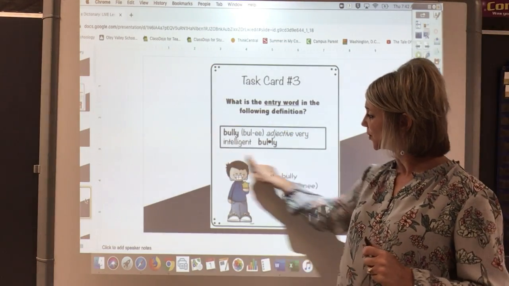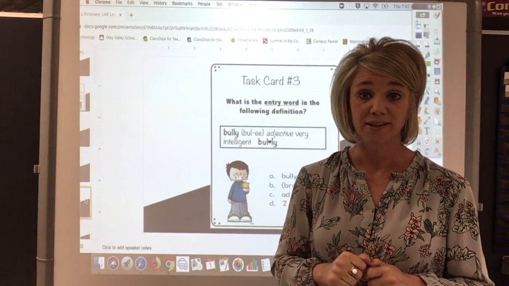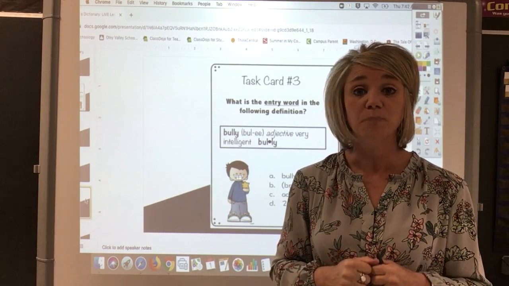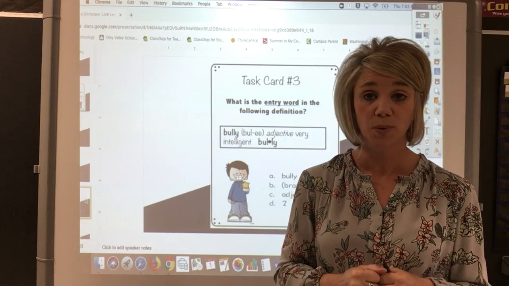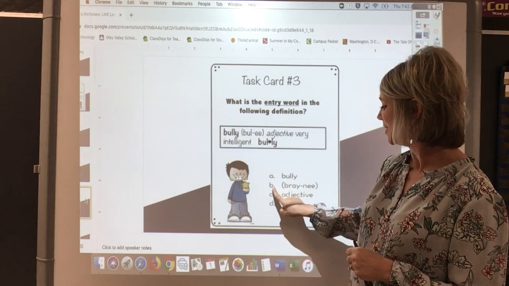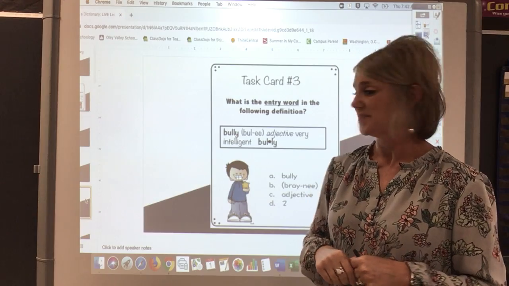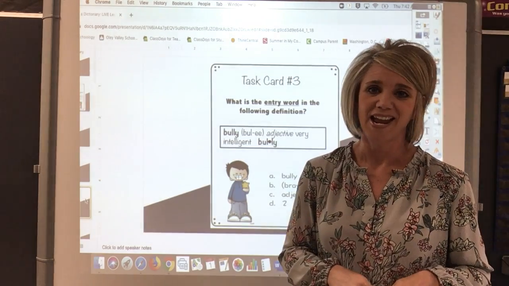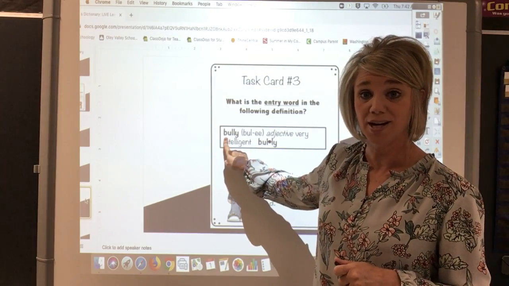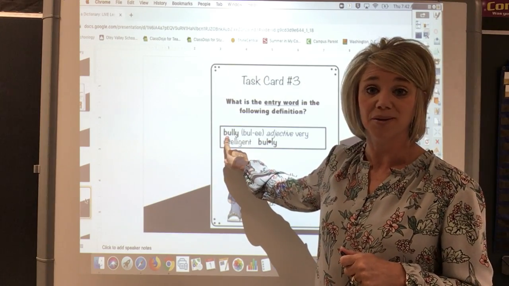Next, a new entry. And here they want us to find the entry word. How do we find those? Well, we look for that bold print that makes the word stand out. So, would you choose A, B, C, or D for your answer? It's letter A. Bully comes at the beginning of the entry. It's in bold print, and that's the word we are going to find out all about.